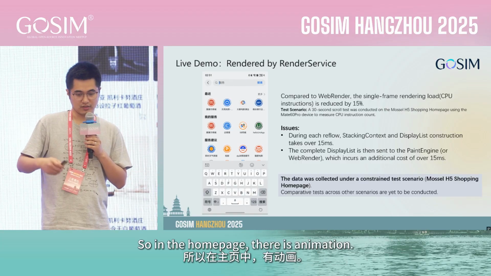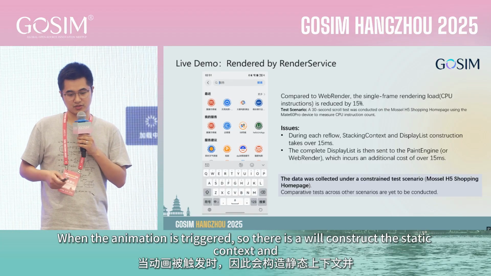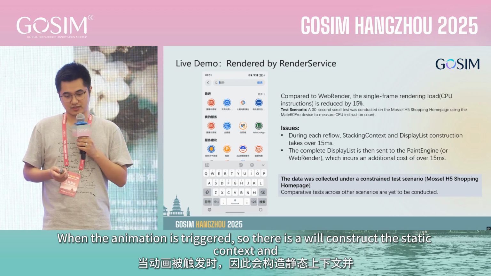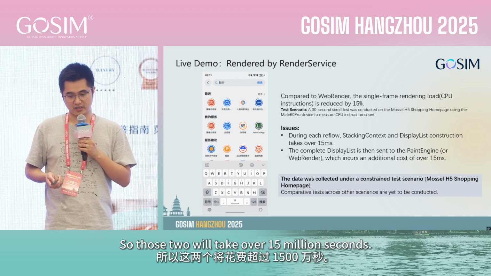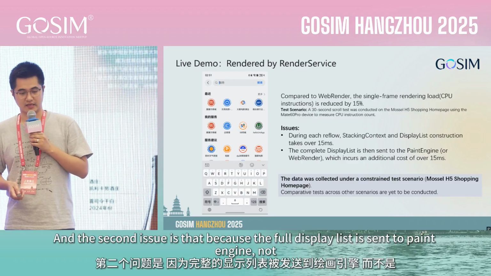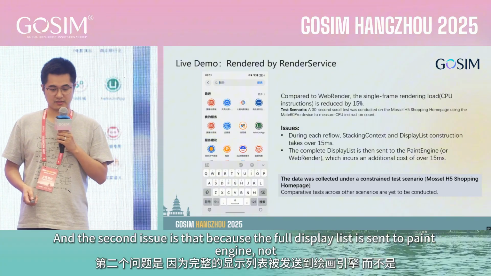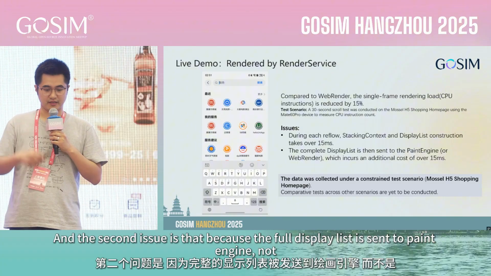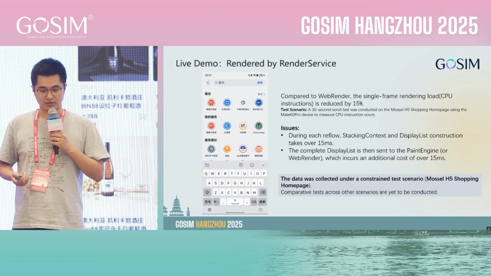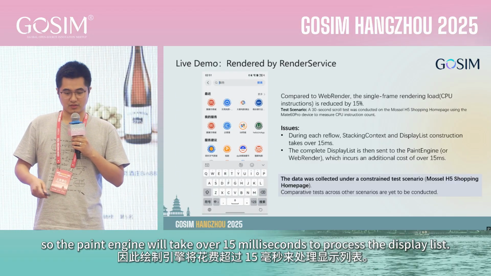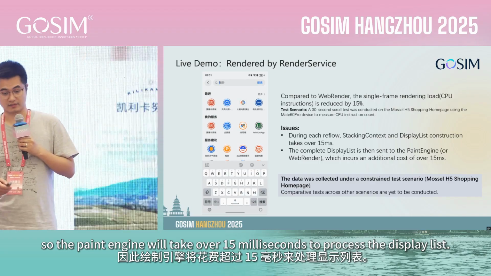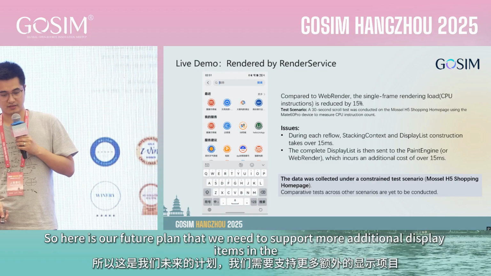So in the homepage, there is animation. When the animation is triggered, it will construct the static context and display list. Those two will take over 15 milliseconds. And the second issue is that the full display list is sent to the paint engine, not incremental. So the paint engine or the web render will take over 15 milliseconds to process the display list.